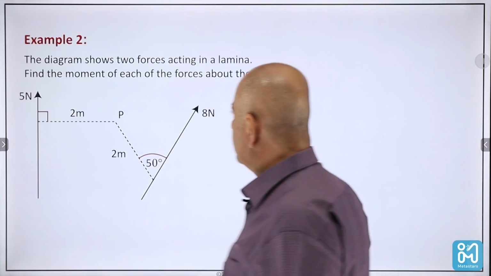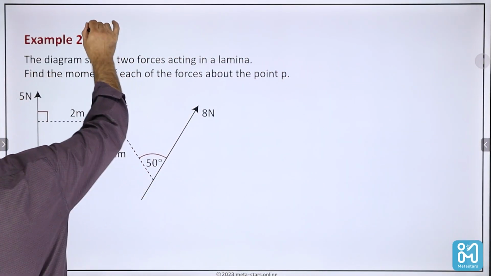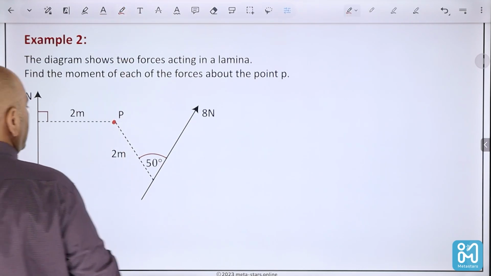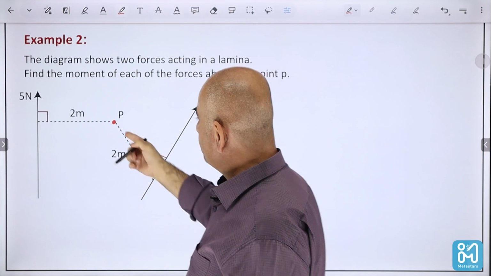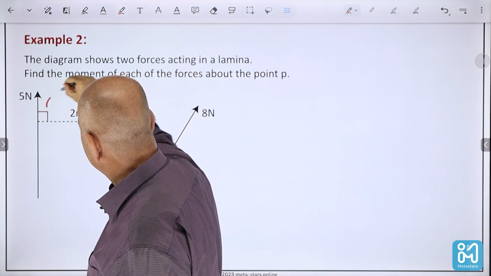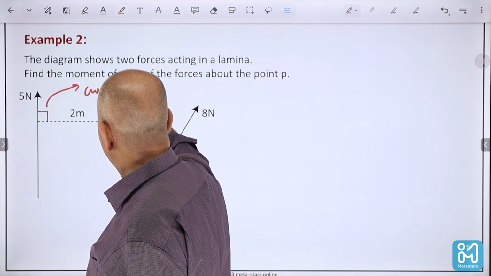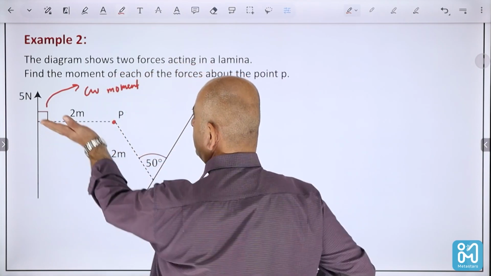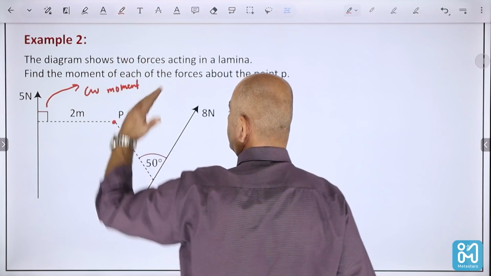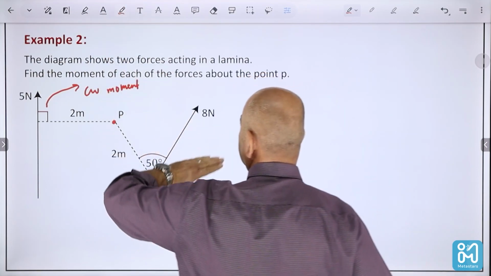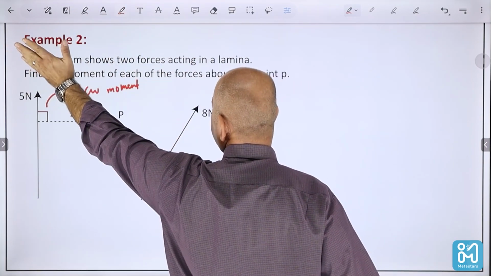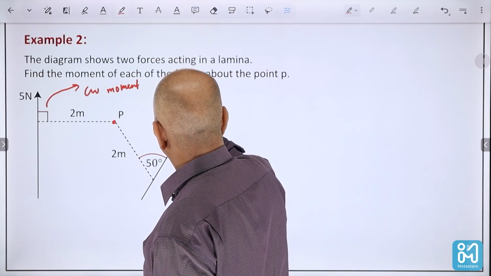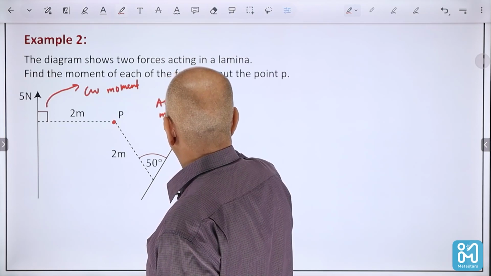Look at that. This is my pivot over here, P. I got two forces acting, causing rotation about that pivot. The first force produces what? A clockwise moment. But the second force about P is going to rotate around P this way. The second force does a rotation that's anti-clockwise, so it produces an anti-clockwise moment.